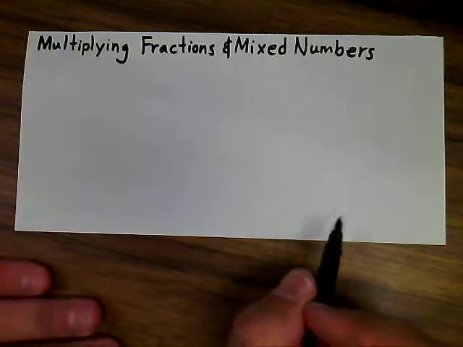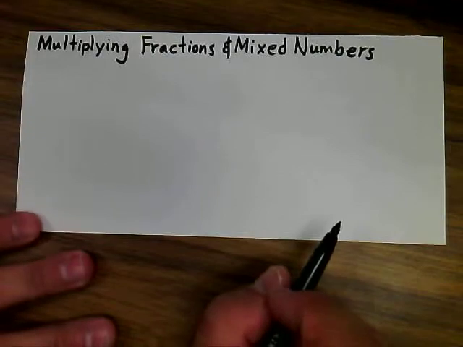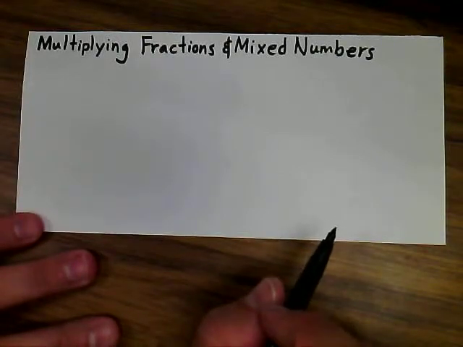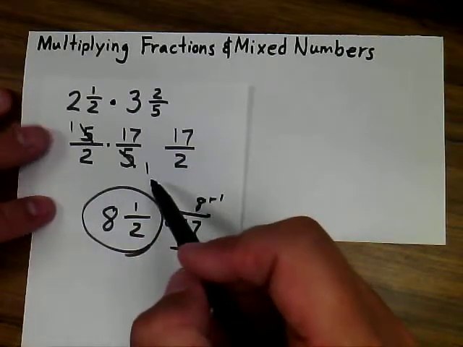Again, when you multiply fractions and mixed numbers, you are going to multiply your numerator times your numerator, your denominator times your denominator, and in the case of a mixed number, you're going to want to convert them to improper fractions first.